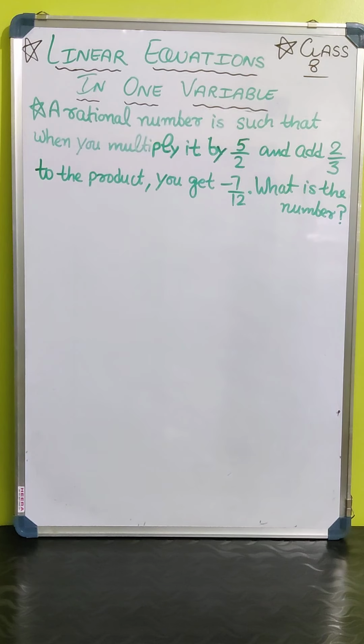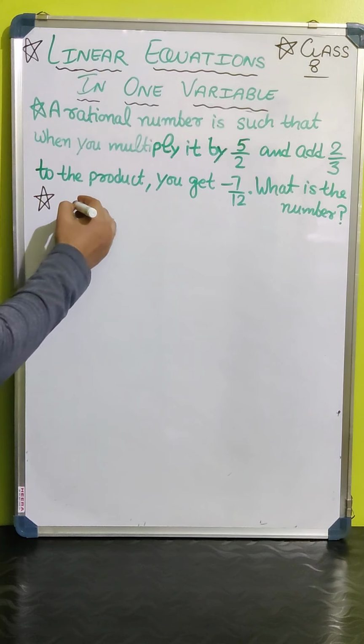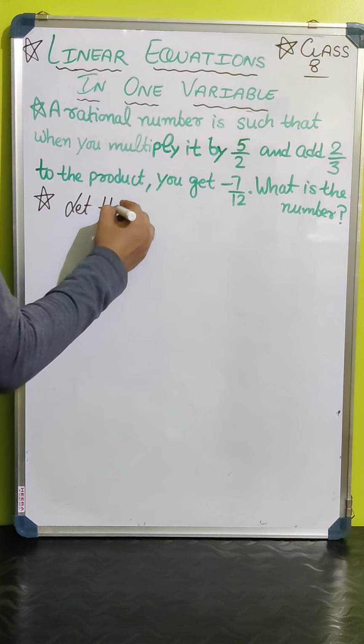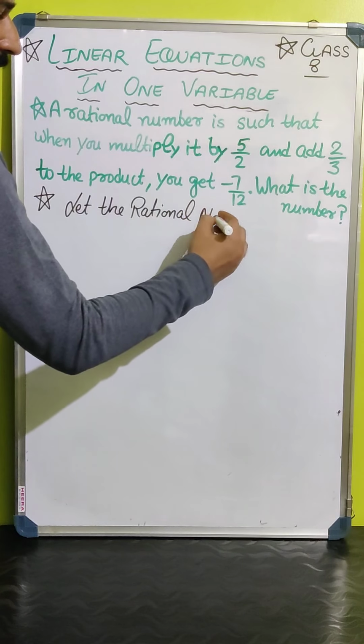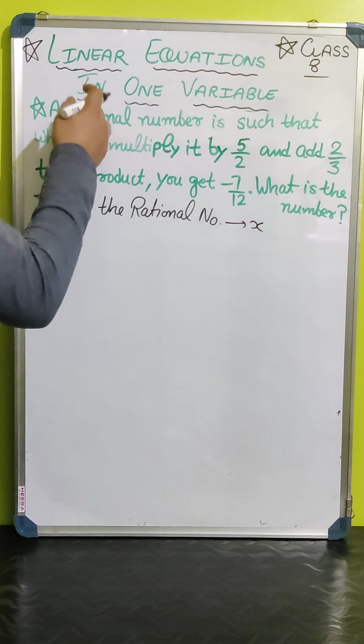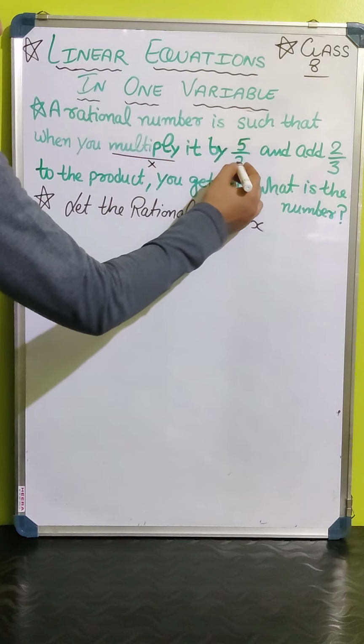Now the next question is: a rational number is such that when you multiply it by 5 by 2 and add 2 by 3 to the product, you will get minus 7 by 12. What is the required number? First of all, let the rational number be x. Now a rational number is such that when you multiply it by 5 by 2, we have to multiply it by 5 by 2.